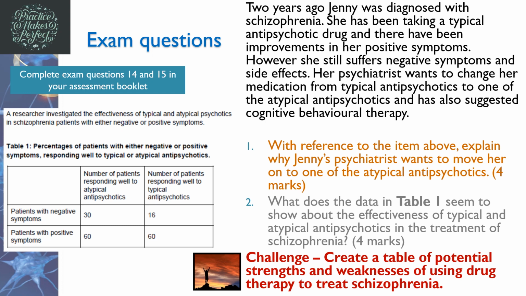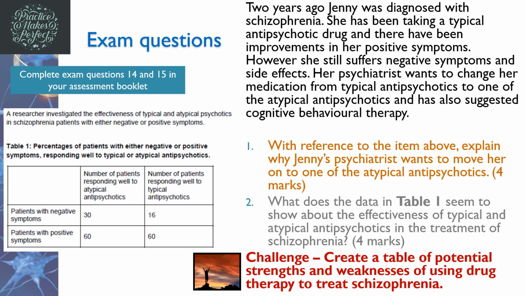So going back to the question, it's 4 marks. What does it show us there? You've got 2 bits of data there, how they respond with positive and negative symptoms. You have to make a generalized conclusion about the patients and what we can say, and then how do you know that? Back that up from a conclusion with a result from the table.